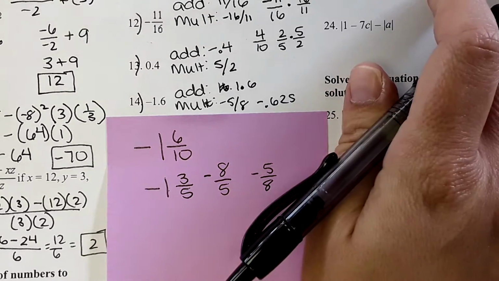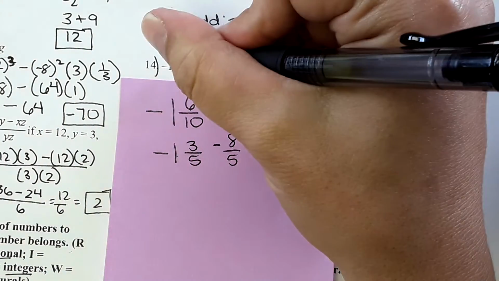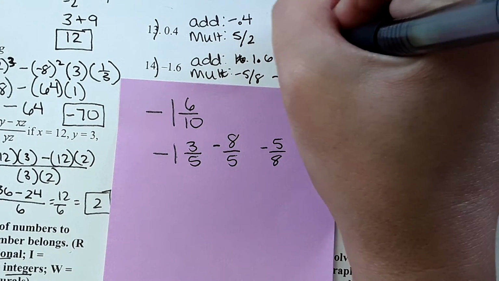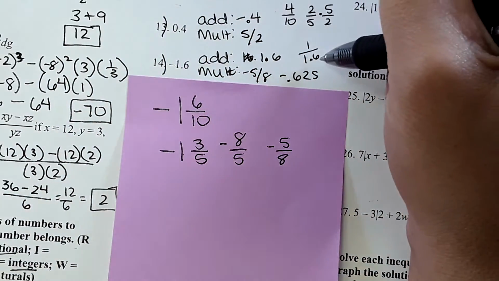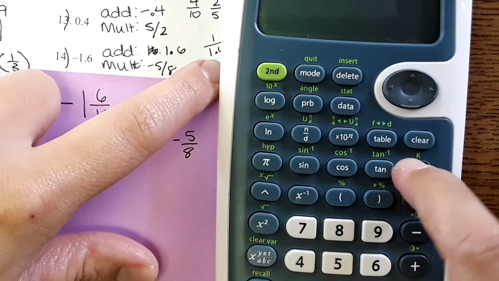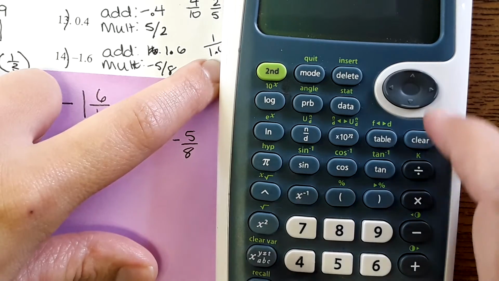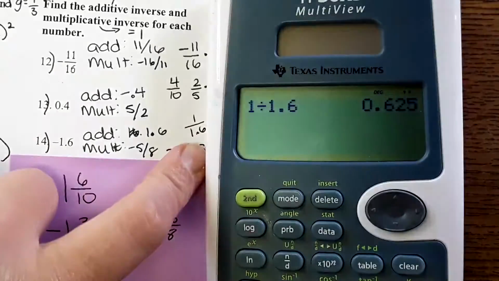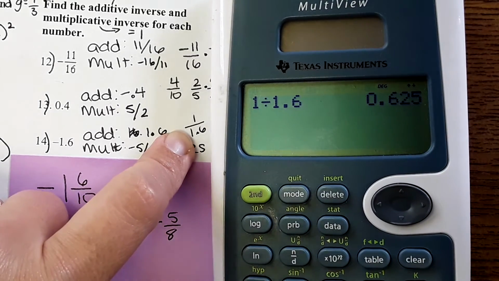Harut's way was, okay, if you just flip the fraction, 1 over 1.6 would give you the answer. Technically, you would never write a fraction like that, but it does work. 1 divided by 1.6 gives you 0.625. So it does work if you do it like that.